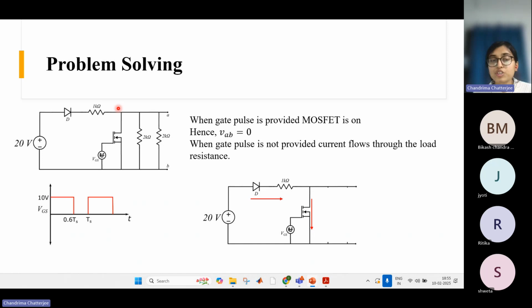Because the MOSFET shorts these 2 points, these resistors will get bypassed, right? And the current path will be like this. The diode is connected in series with this voltage source. The diode is always forward biased, right? Because the anode terminal is connected to the positive terminal of the DC source. That's why the diode is always forward biased. So the equivalent circuit will be like this. And there will be no current through these resistors. Is it fine?